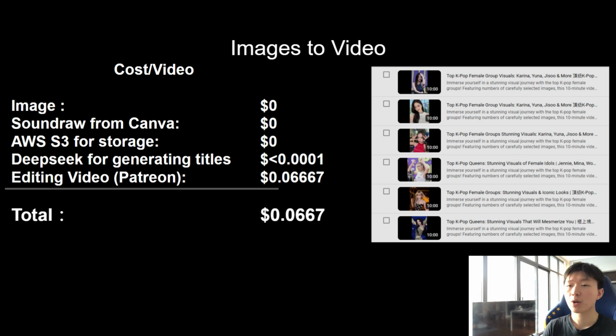For the images, we are not uploading them there since there are too many photos, and the size of the bucket will be huge and cost a lot. So we're trying to avoid that. And then we will use DeepSeek to generate a video title. Since we're only generating 100-character titles, I did the calculation. It only costs $0.0001, which means nothing actually.